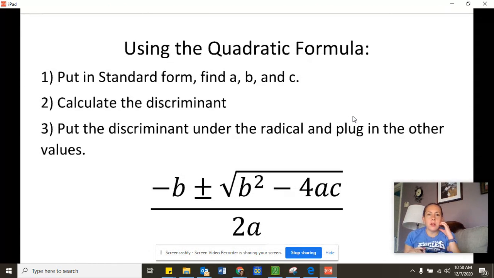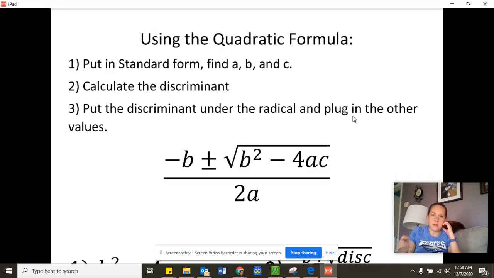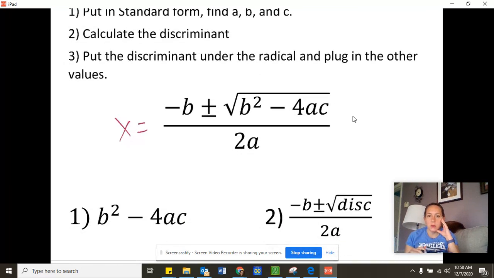Anyway, using the quadratic formula, I suggest you write this down. Pause the video or whatevs, take a picture with your phone, something, so that you have this. Basically, we're going to put it in standard form. The ones today will already be in standard form, but normally you do that first. Then you calculate the discriminant, and then you put the discriminant under the radical and plug in the other values, and boom, there you go. Technically, this should be x. But anyway, ta-da, the quadratic formula.